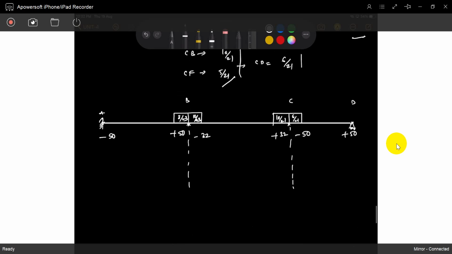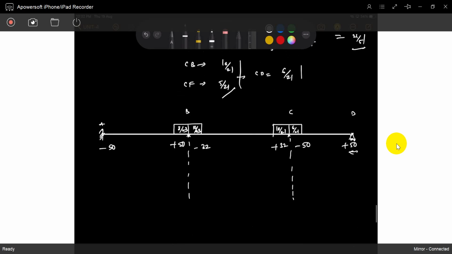So now we will settle. D is a hinge, na? D is a hinge. It has a 50 moment. So what will we do? We will settle it. So we have to apply minus 50.